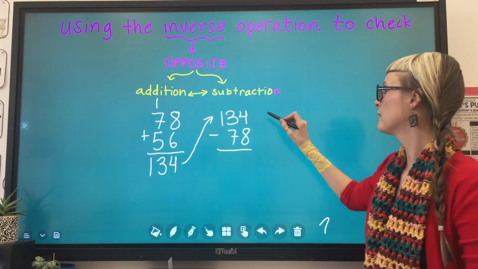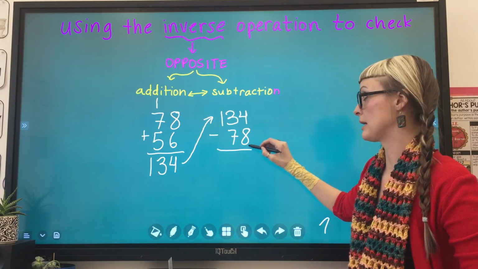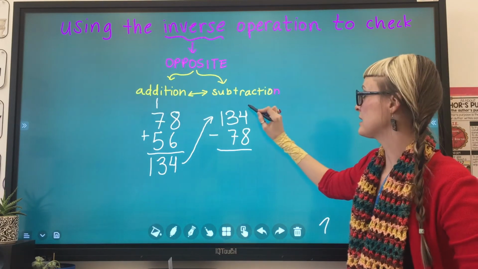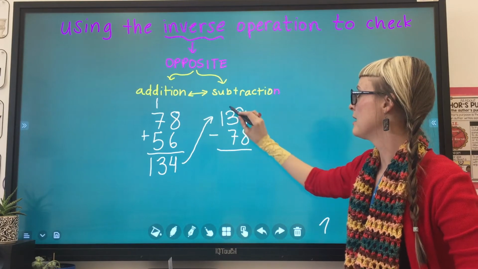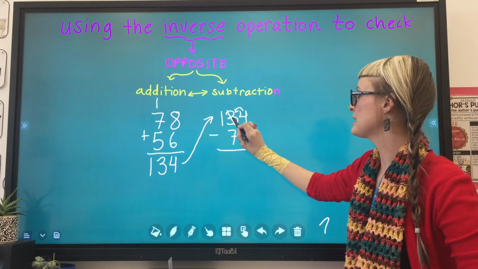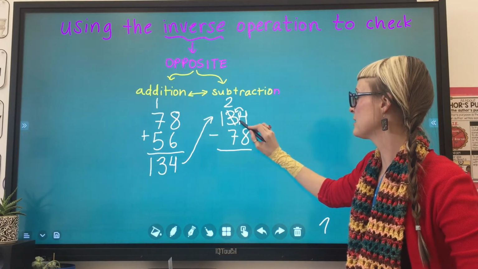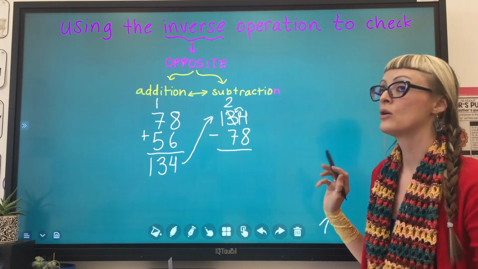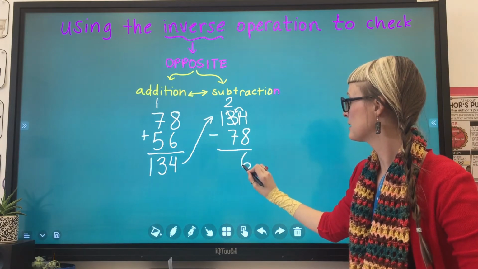So let's check. I have 4 ones and I need to take 8 ones. It's not possible. I need to regroup. So I need to go next door and get 10 more. I'm going to come over here. I'm going to take away one of these 10s. So if I had 3 10s, it's going to be left 2 10s. And then my 10 ones are going to be here. So I have 14 minus 8. 14 minus 8 is 6.